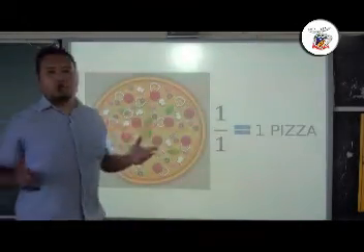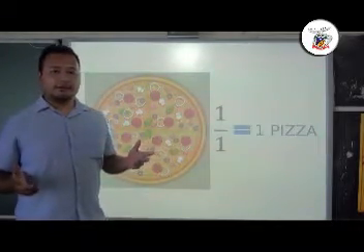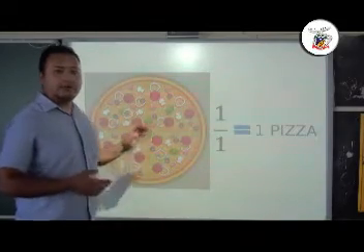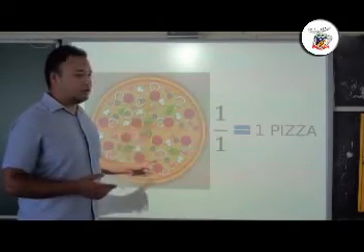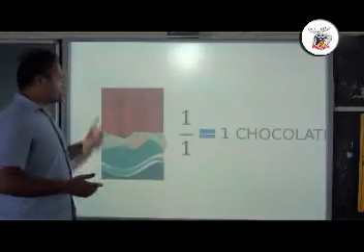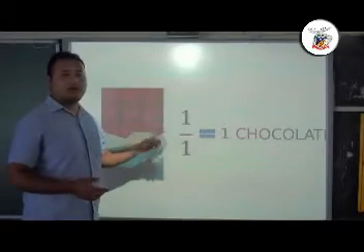Now what is a whole? A whole means anything that has not been divided. Like this pizza here, for instance, it has not been cut into any slices. So it is one whole pizza. Or this bar of chocolate here, it has not been broken into pieces, so it is one whole bar of chocolate.